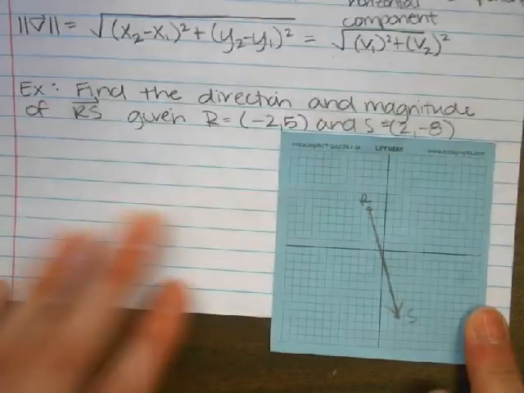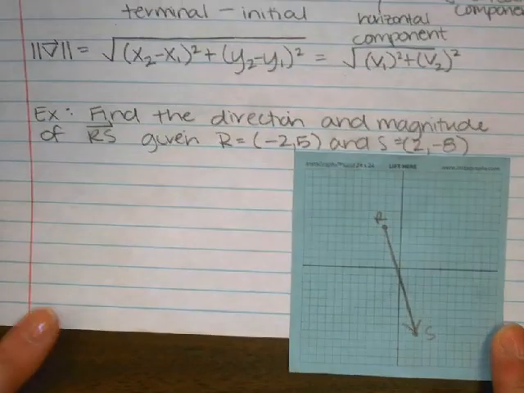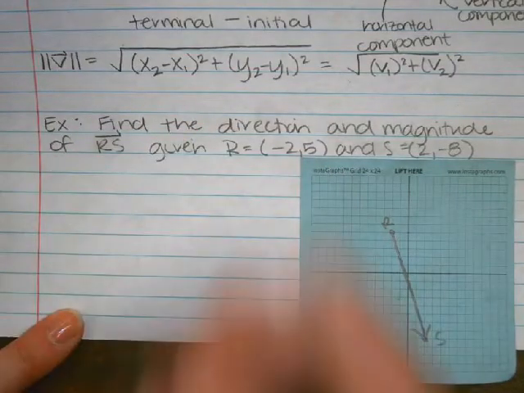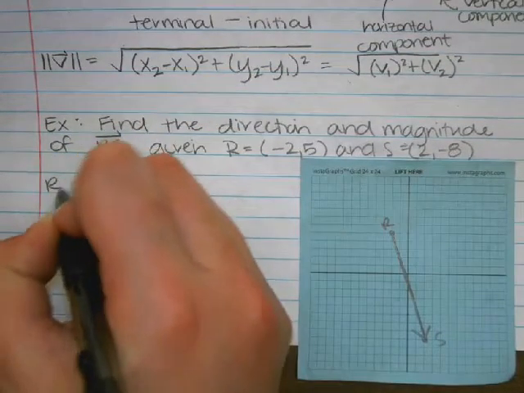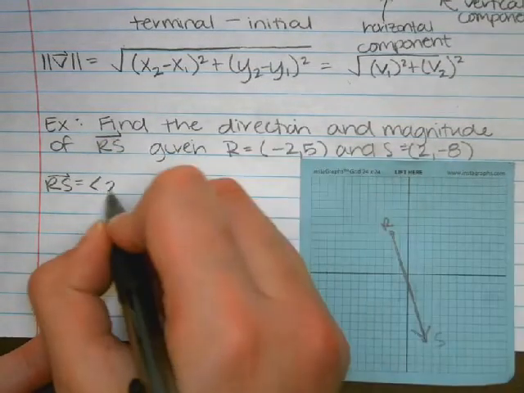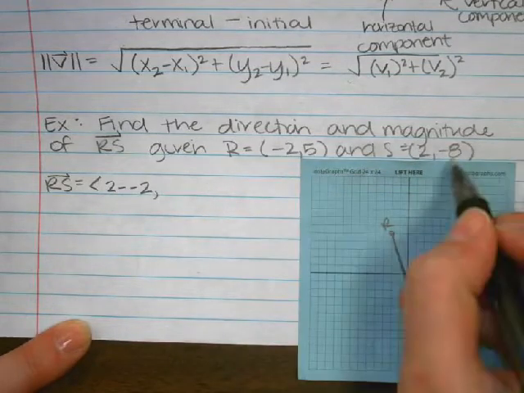Okay, and so to find the components, the component form of the vector, we always do terminal point minus initial point. So vector RS is going to be 2 minus -2, -8 minus 5.